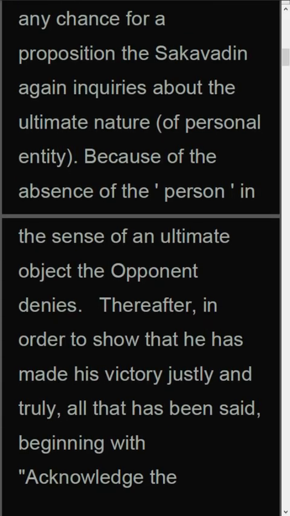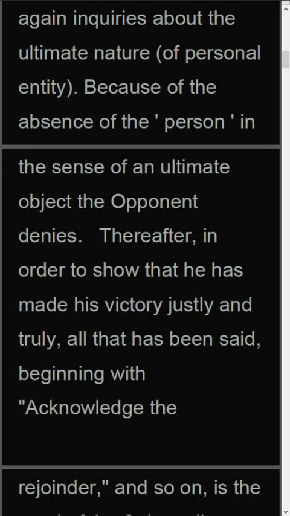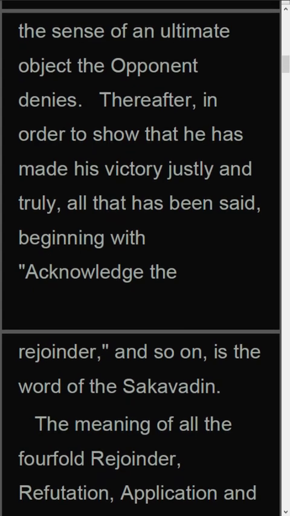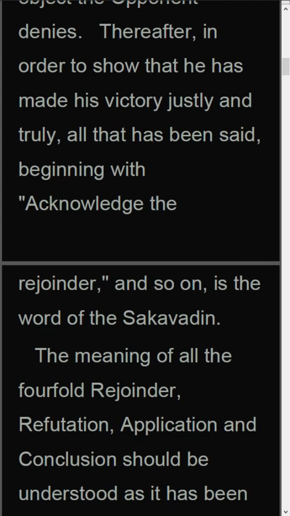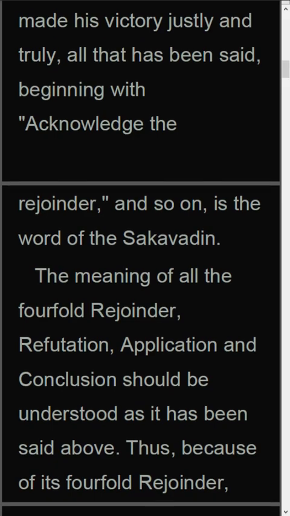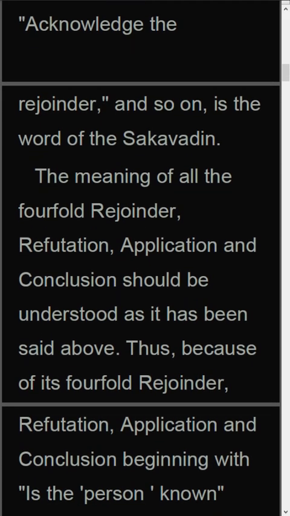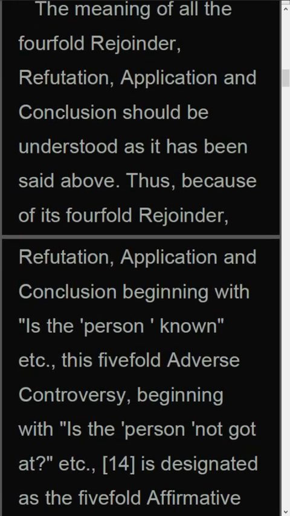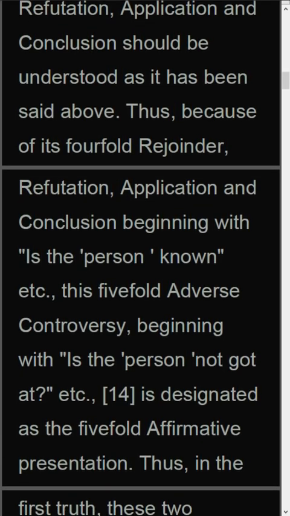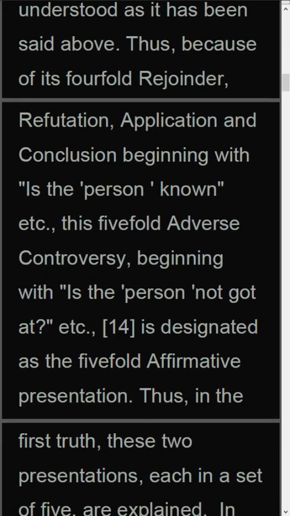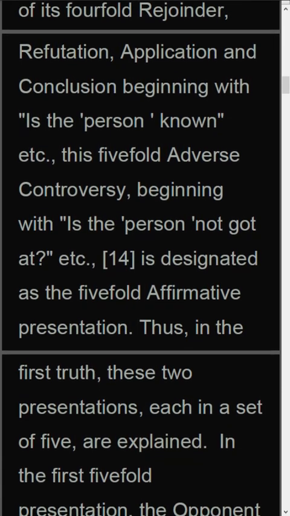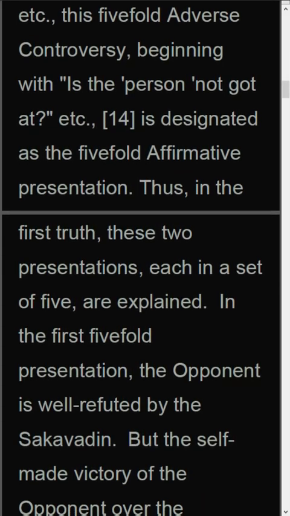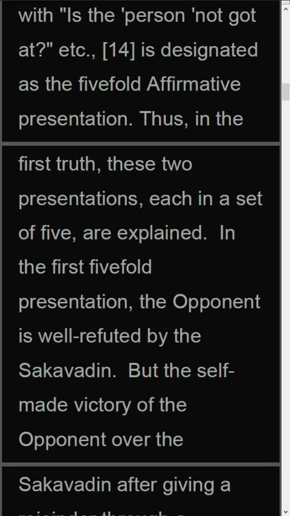Thereafter, in order to show that he has made his victory justly and truly, all that has been said, beginning with "acknowledge the rejoinder," and so on, is the word of the Sakavadin. The meaning of all the fourfold rejoinder, refutation, application, and conclusion should be understood as it has been said above. Thus, because of its fourfold rejoinder, refutation, application, and conclusion, beginning with "is the person known," etc., this fivefold verse controversy, beginning with "is the person not got at," etc., is designated as the fivefold affirmative presentation.